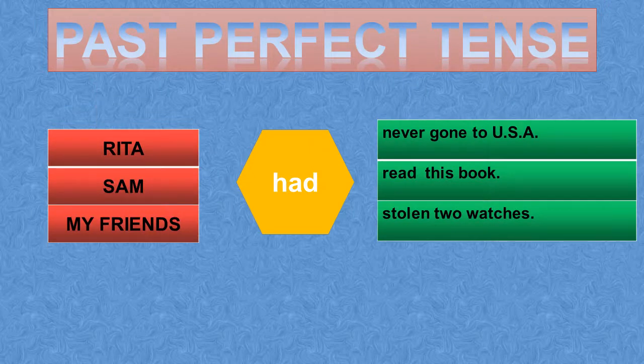Students, try to make as many sentences on past perfect tense using the hints given below. Rita, Sam, my friends, had never gone to USA, read this book, stolen 2 watches.